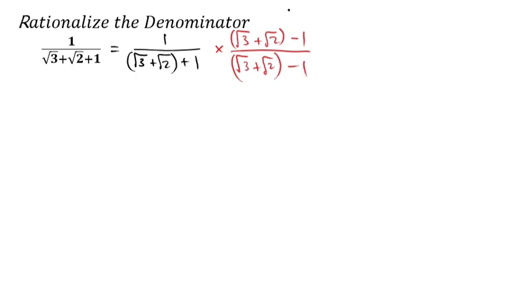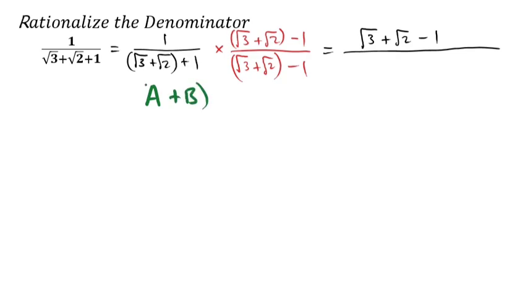So in the numerator it's straightforward because it's just multiplying by 1. So in the numerator I'll have root 3 plus root 2 minus 1. In the denominator I'm going to use the concept of difference of two squares, which is when you have two terms adding, multiplying with two terms subtracting, of which those terms are the same. The result will simply be the difference of two squares.